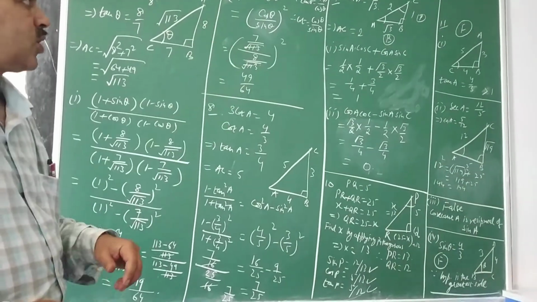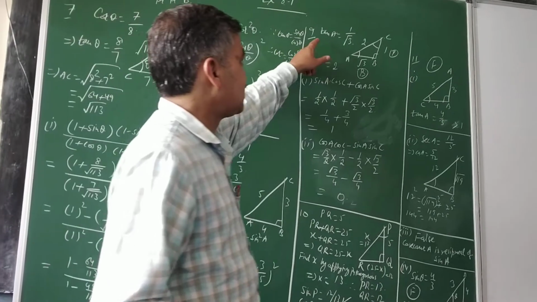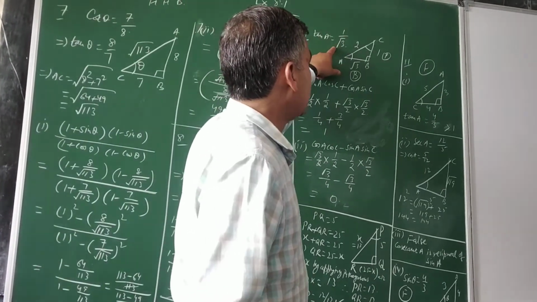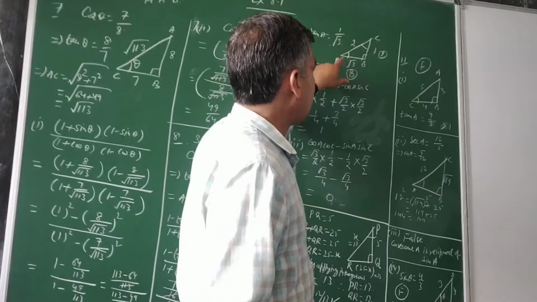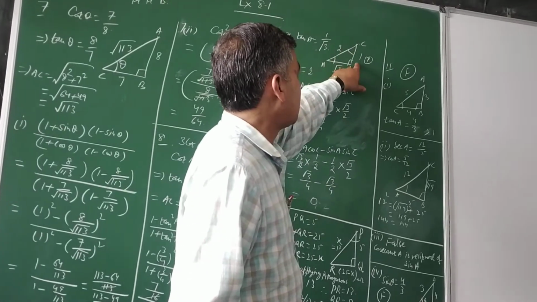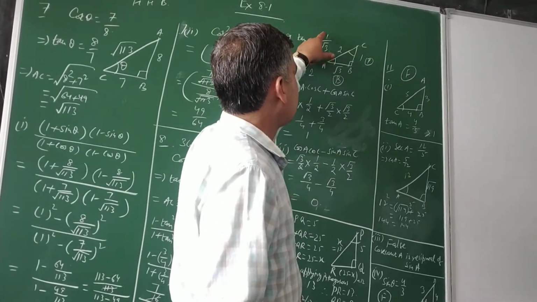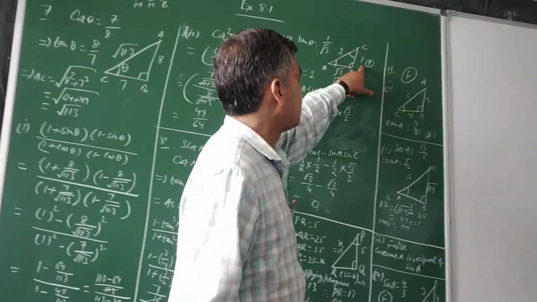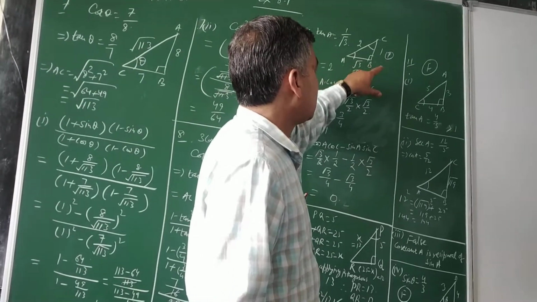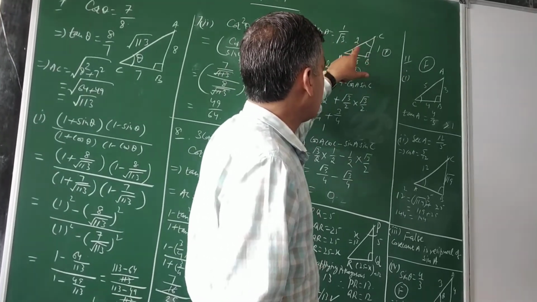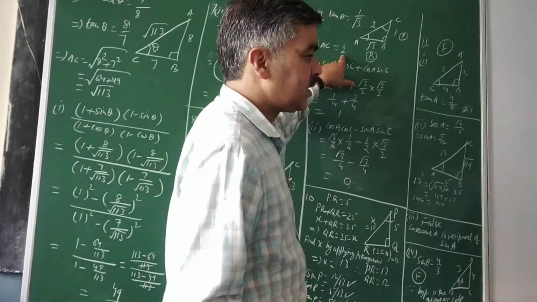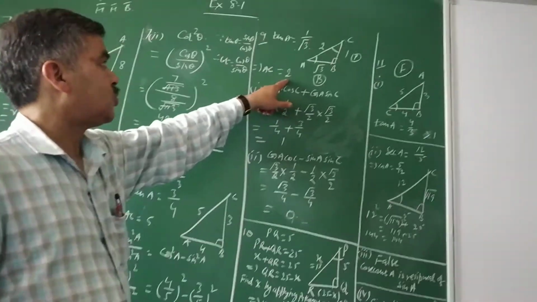Then again in question number 9, you are given tan A is equal to 1 upon root 3. So suppose any triangle you have taken, A is here, so opposite to A, the perpendicular will be there. I know this is perpendicular upon base, so if this is 1, this will be root 3. Then again by applying the Pythagoras theorem, you can calculate the value of AC. So AC will be equal to 2.